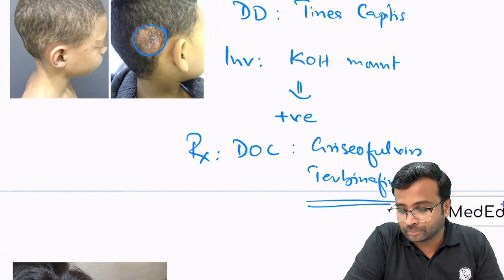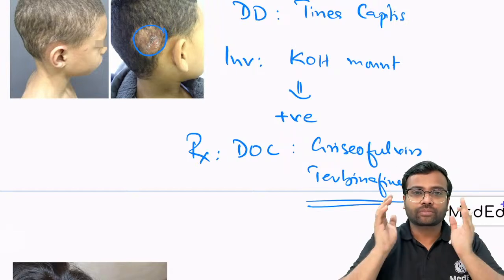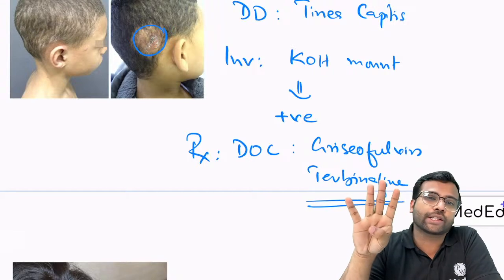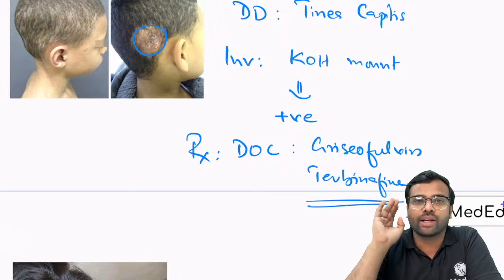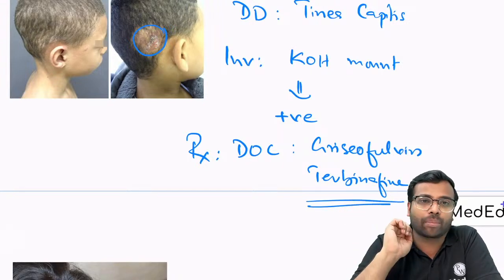So what I'm trying to convey to you here is, if you see a patient in his middle age, around 40 years of age, think about autoimmunity. Alopecia areata ho sakta hai. If you see a child, then think about infections first. Tenia capitis ho sakta hai.